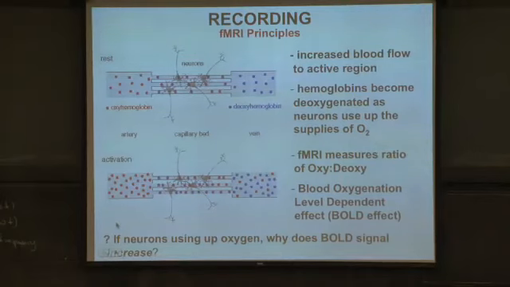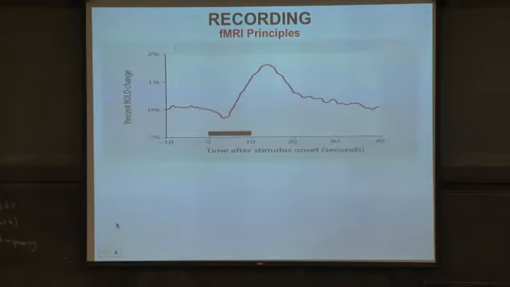That's not the neurons. So if the neurons are using up oxygen, why does the BOLD signal increase? Why does this ratio go up? Because intuitively you think it would go down, right? Because oxygen is being extracted at a higher rate. But here's what happens.